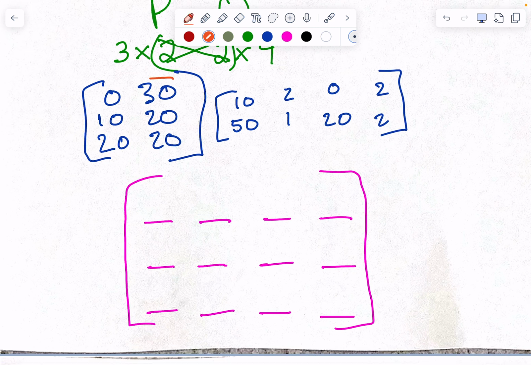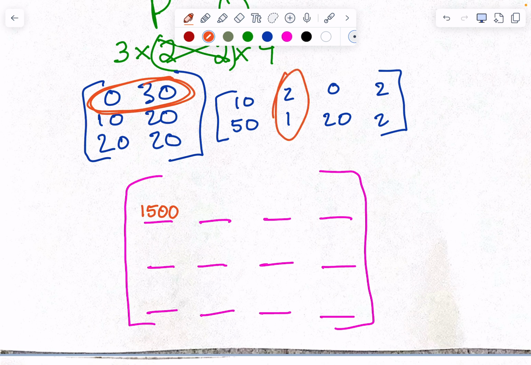Okay. First row times first column. 0 times 10 is 0. 30 times 50 is 1,500. So it'd be 0 plus 1,500, so 1,500. Do we see how that works? Sure. Yeah? Now, first row times second column.